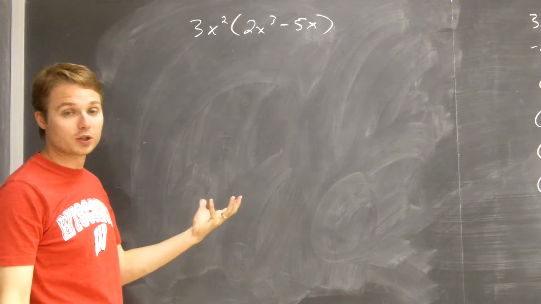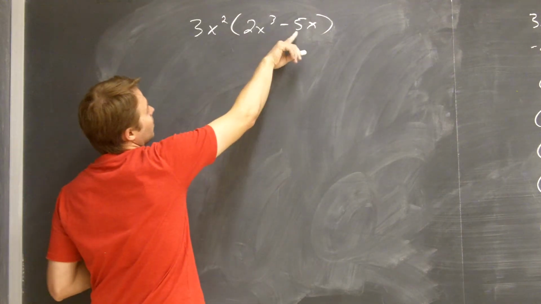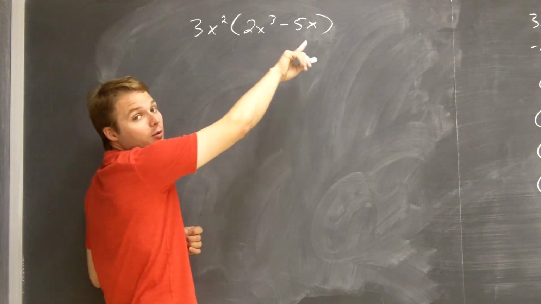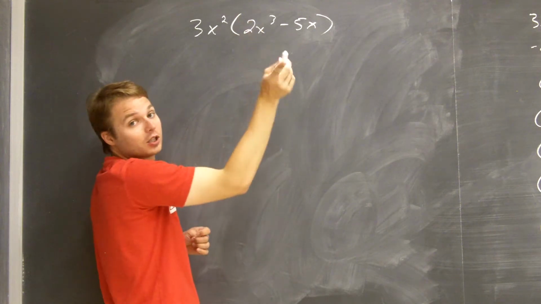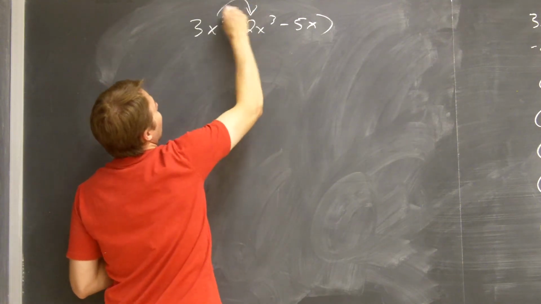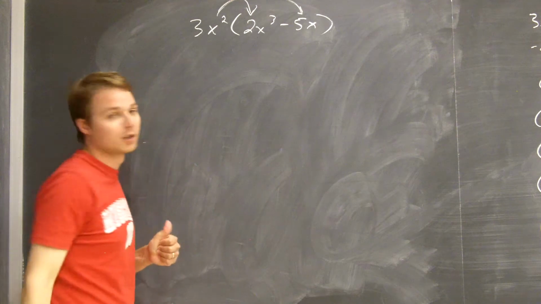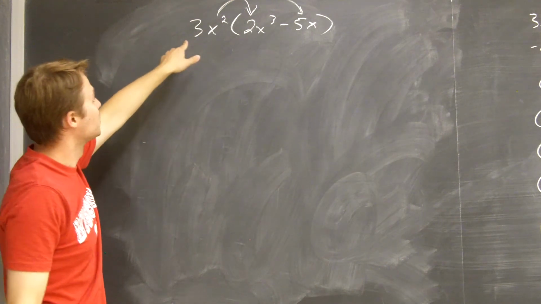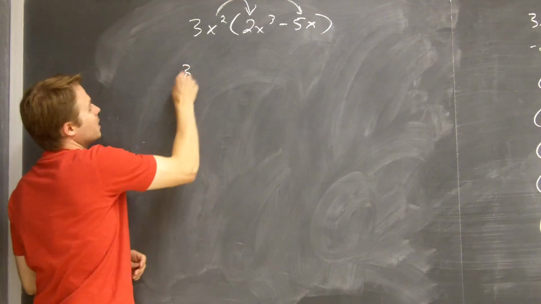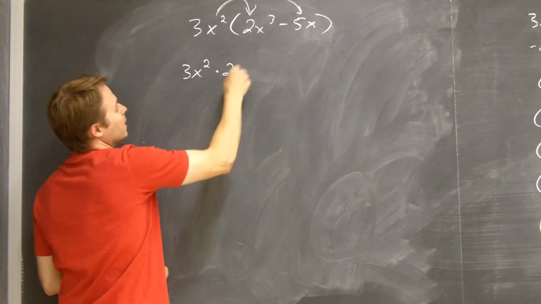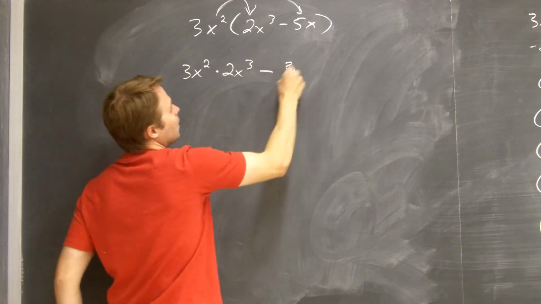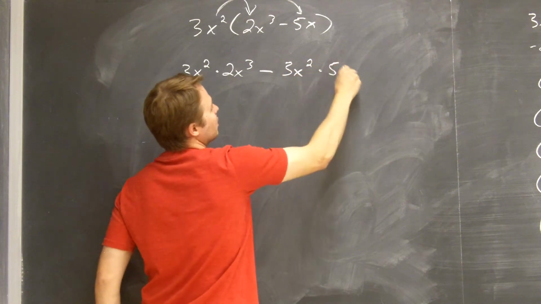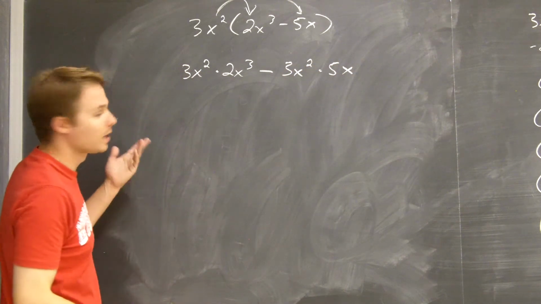If you remember your distribution property, since this is separated by addition or subtraction, we can just think about distributing this 3x squared to both of these terms. So I'm going to multiply 3x squared, in this case, times 2x cubed, and then minus 3x squared times 5x. And from here it becomes not too hard.